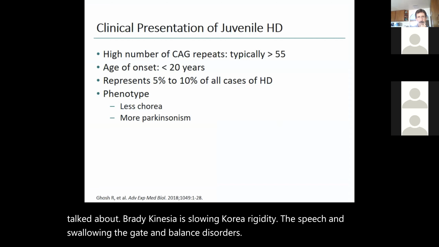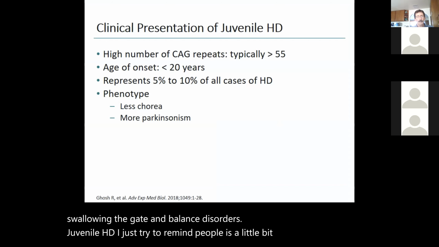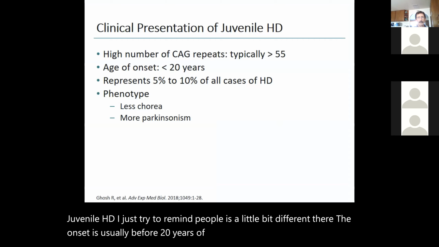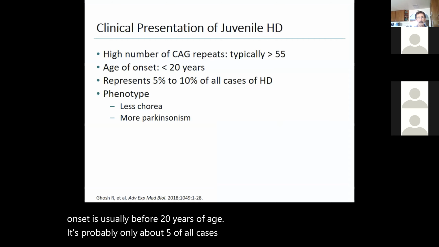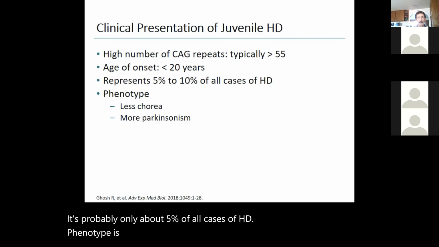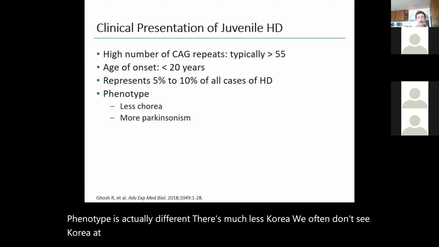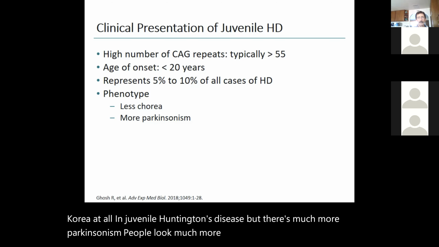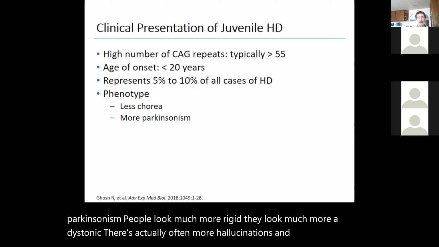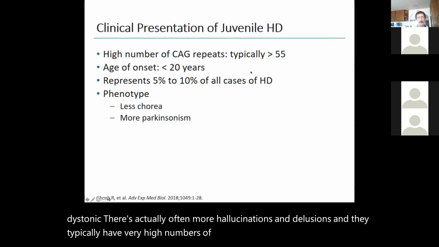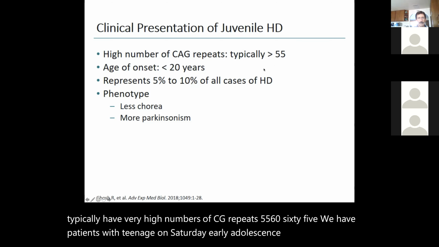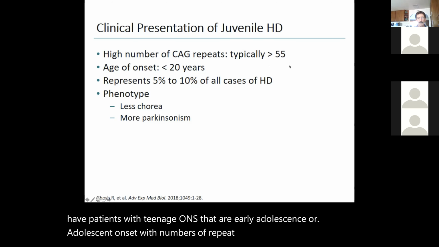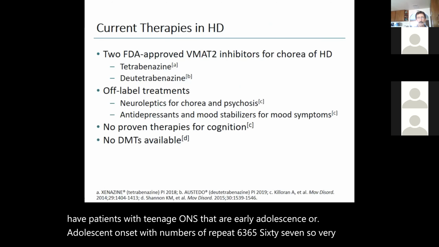Now, juvenile HD, I just try to remind people, is a little bit different. There, the onset is usually before 20 years of age. It's probably only about 5% of all cases of HD. The phenotype is actually different. There's much less chorea. We often don't see chorea at all in juvenile Huntington's disease, but there's much more Parkinsonism. People look much more rigid. They look much more dystonic. There's often more hallucinations and delusions, and they typically have very high numbers of CAG repeats, 55, 60, 65. We have patients with teenage onset or early adolescent onset with numbers of repeats 63, 65, 67. So very, very high numbers of repeats.